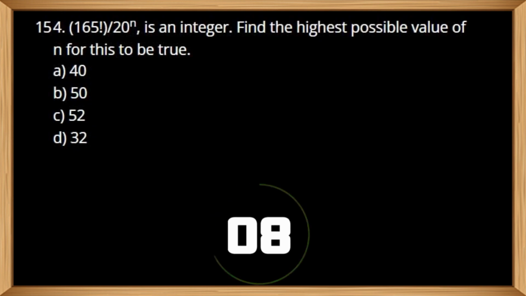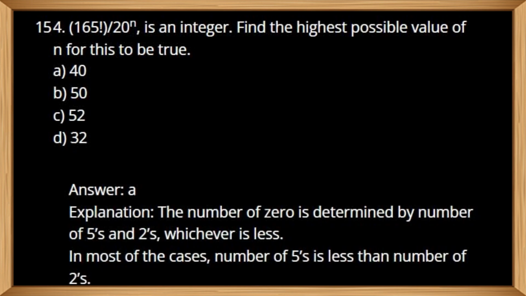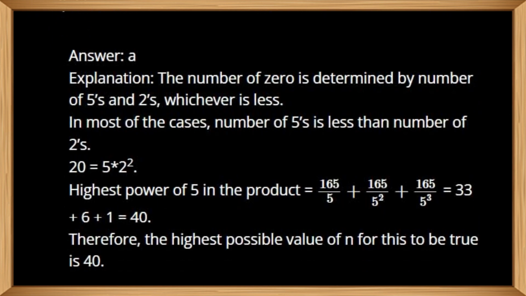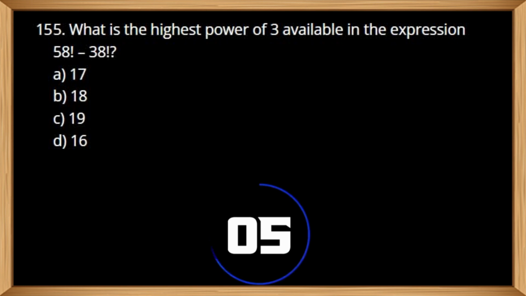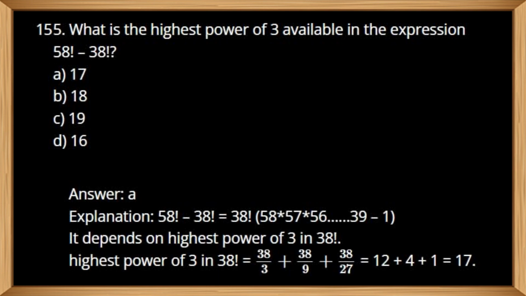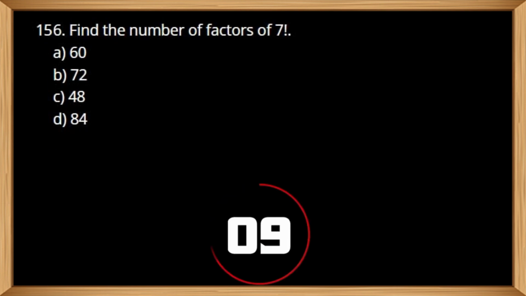165 factorial by 20 power n is an integer. Find the highest possible value of n for this to be true. Option A: 40. What is the highest power of 3 available in the expression 58 factorial minus 38 factorial? Option A: 17. And the number of factors of 7 factorial.